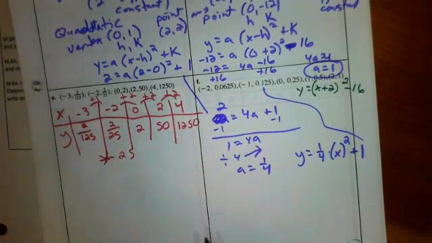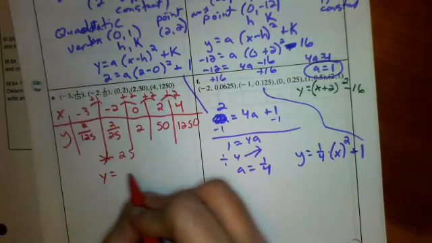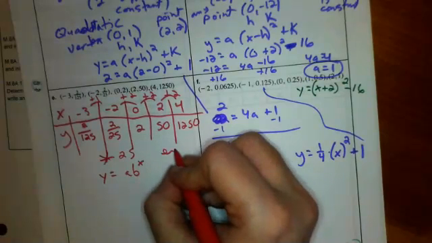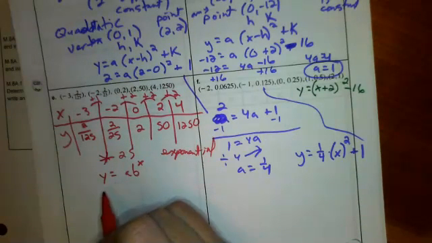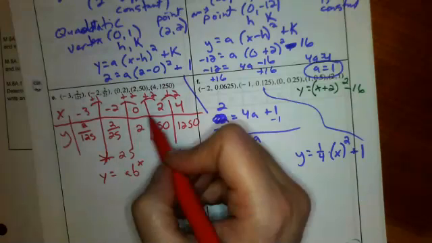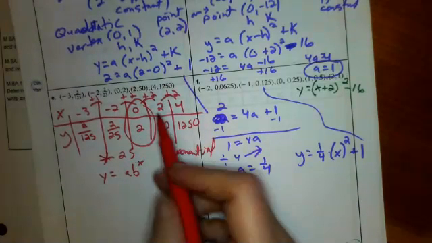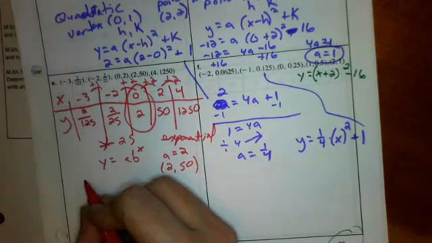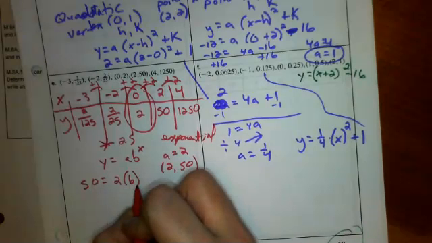So here we have to find out what our b value is. So we know that y equals a times b to the x. So this is going to be exponential, okay? And we've got an a value. That's where x is 0. So my a equals 2. I'm just going to pick a point. Let's pick 2, 50. Okay, and we've got 50 equals 2 times b to the x.